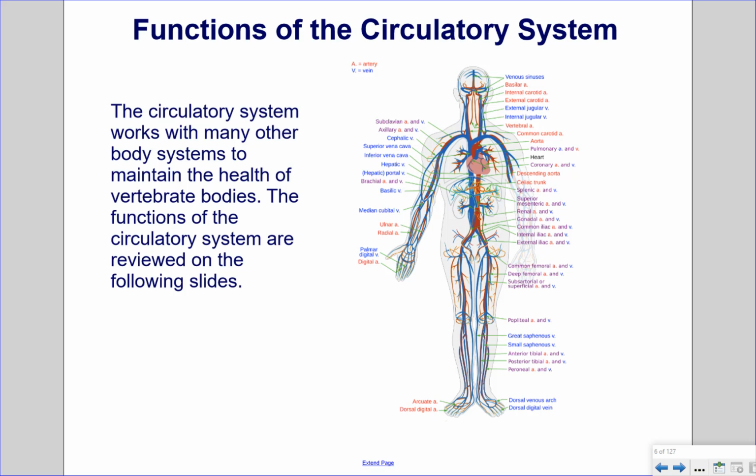The diagram on the right depicts many blood vessels, including arteries and veins. The arteries are in red, the veins are in blue, and these blood vessels are often named after their function and/or where they are located. For example, the femoral artery, down here, runs along the femur, or the thigh bone.